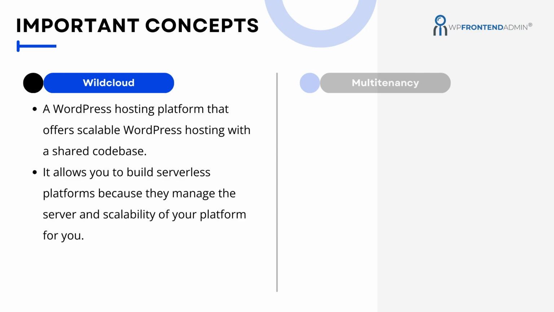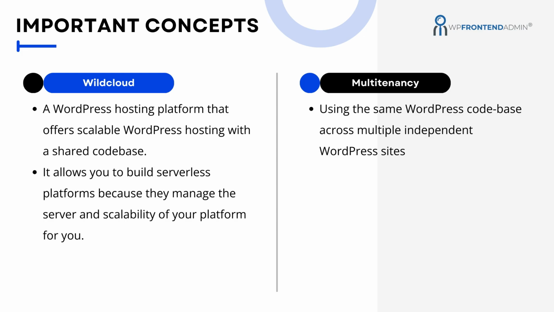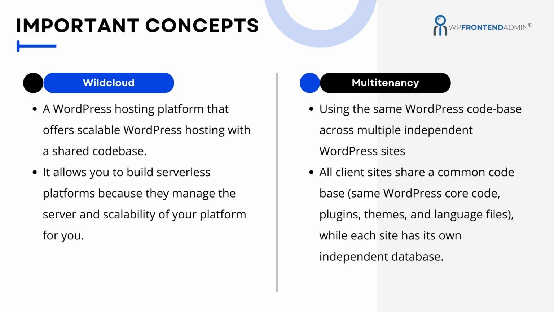For many years, the most popular option if you wanted to create a platform containing multiple sites was to create a WordPress multi-site network. But in this course, we will use a different approach called multi-tenancy. Multi-tenancy refers to using the same WordPress codebase across multiple independent WordPress sites. In a WordPress multi-tenant setup, all client sites share a common codebase, meaning the same WordPress core code, plugins, themes, and language files, while each site has its own independent database. This way, you can avoid the disadvantages of a multi-site network because your platform will have better scalability, and database or security problems affecting one site will not affect the rest of the sites of your platform.